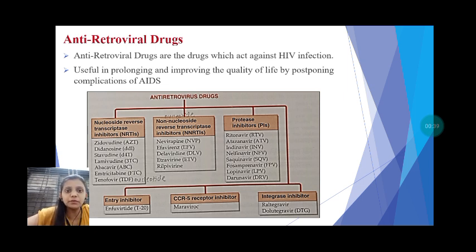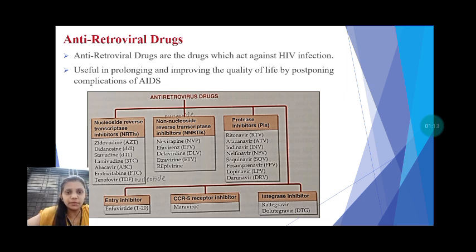Antiretroviral drugs include many subclasses. First is the nucleoside reverse transcriptase inhibitors, NRTIs. The drugs include zidovudine, didanosine, stavudine, lamivudine, abacavir, emtricitabine, and tenofovir. Then the non-nucleoside reverse transcriptase inhibitors, the NNRTIs. The drugs include nevirapine, efavirenz, delavirdine, etravirine, and rilpivirine.